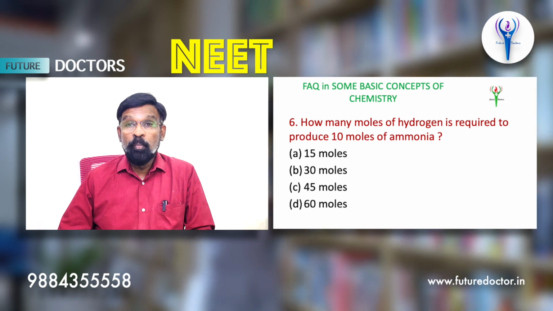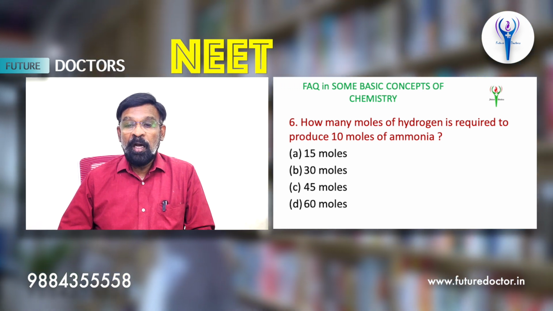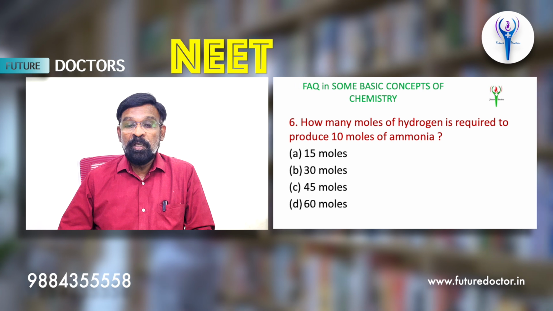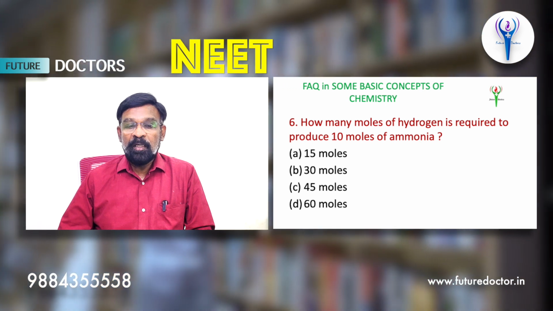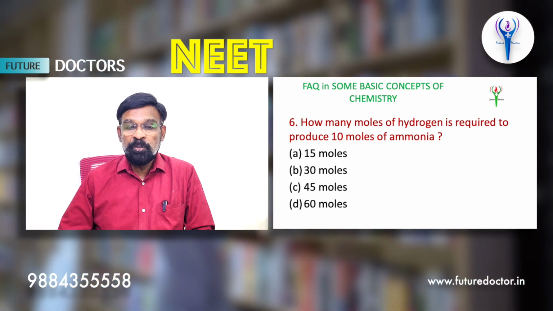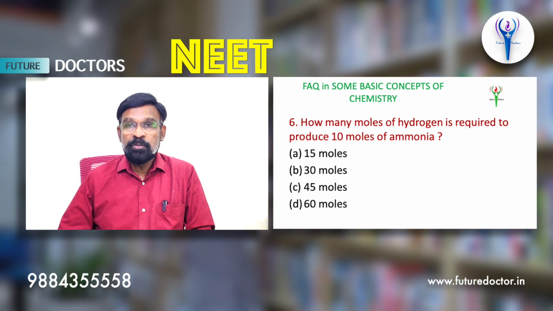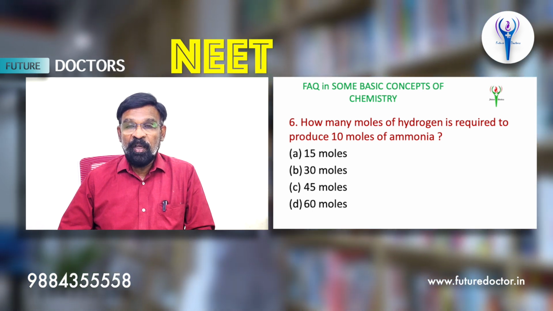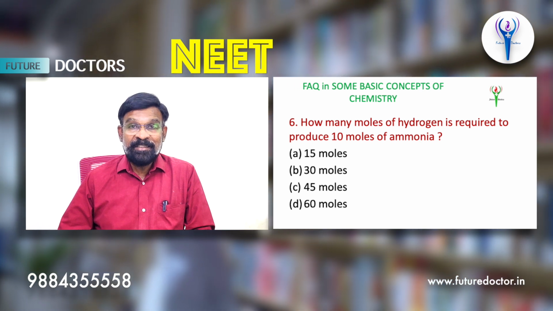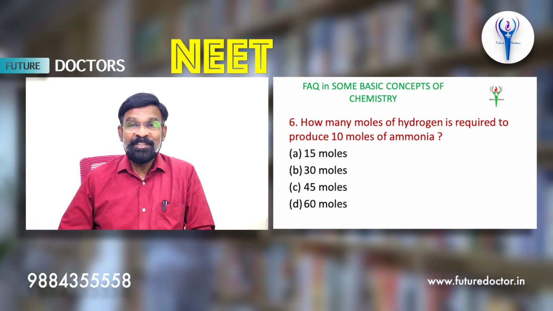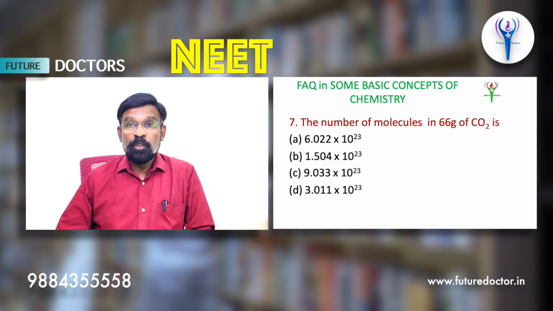Question 6. How many moles of hydrogen are required to produce 10 moles of ammonia? Option A 15 moles, option B 30 moles, option C 45 moles, option D 60 moles. Interesting question, isn't it? Some basic concepts of chemistry.